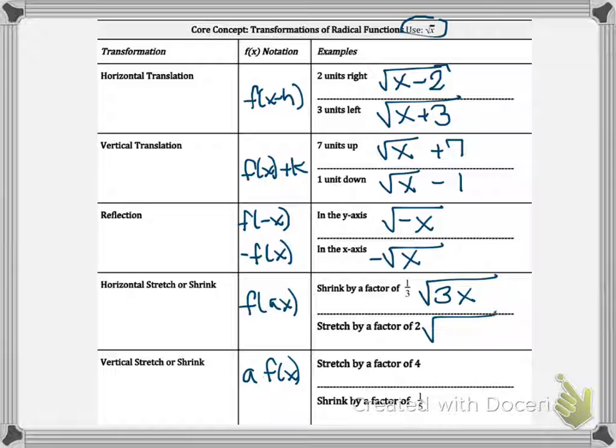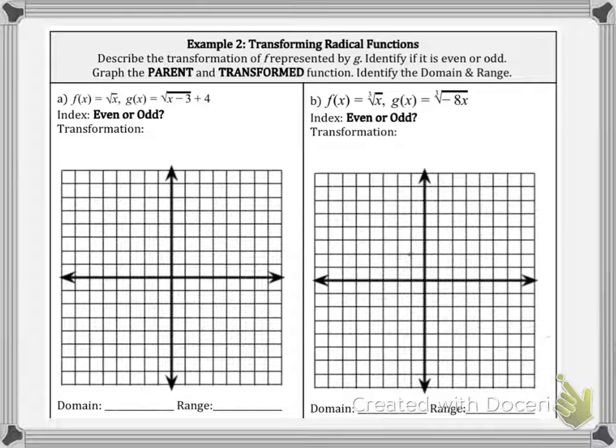Stretch by factor of 2 would be 1/2 on the inside multiplied by the x. Stretch by factor of 4 is 4 times the square root of x. And then shrink by factor of 1/5 is 1/5 times the square root of x. Okay, here, now let's graph.